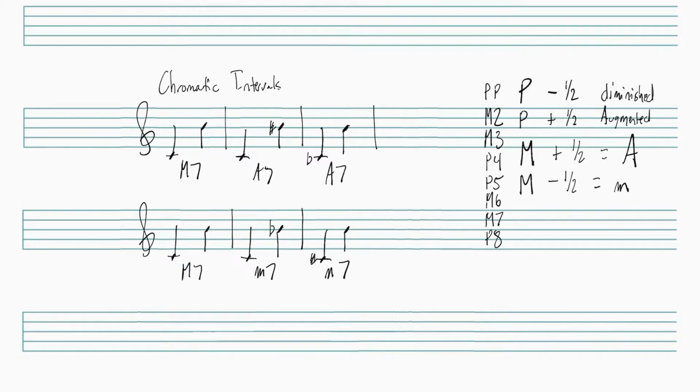So for major and perfect intervals, when we diminish that, or rather when we lower the interval or shorten the interval by a half step, for perfect intervals they become diminished. For major intervals they become minor. And then for widening the intervals from a perfect interval, if we add a half step to it, it becomes augmented. And then for a major interval, if we were to add a half step, we also call that augmented.